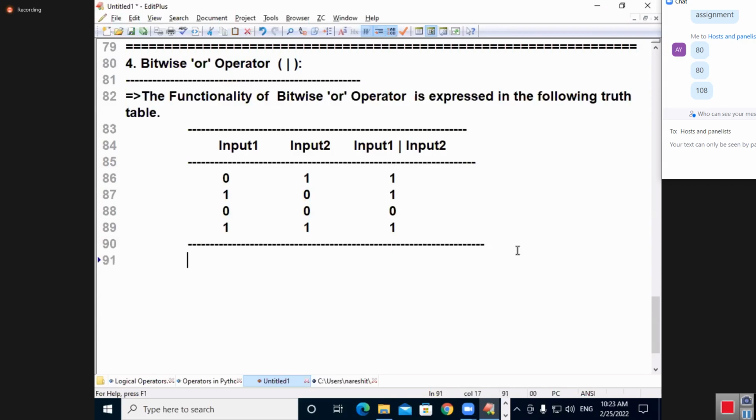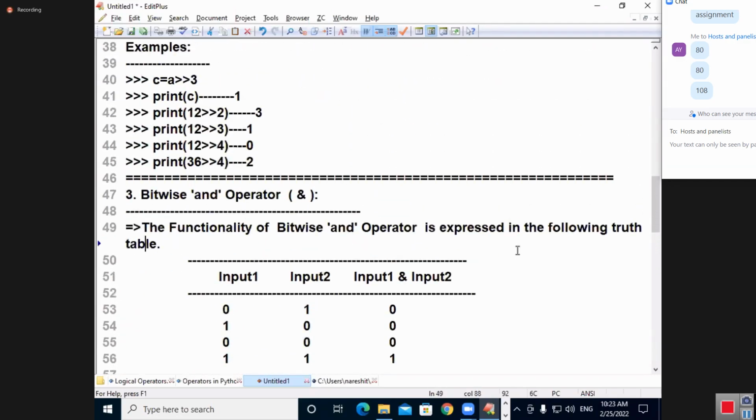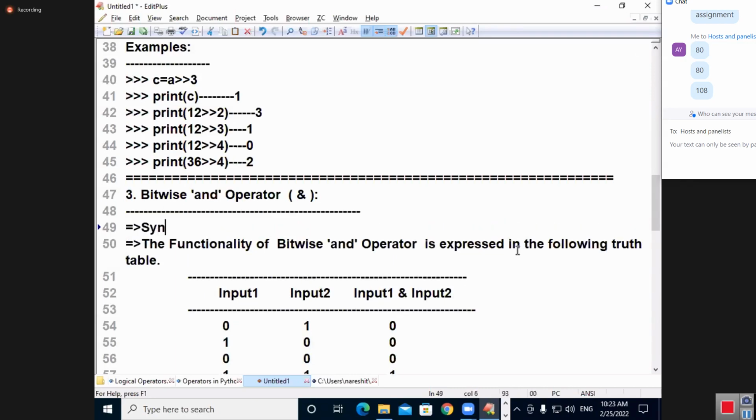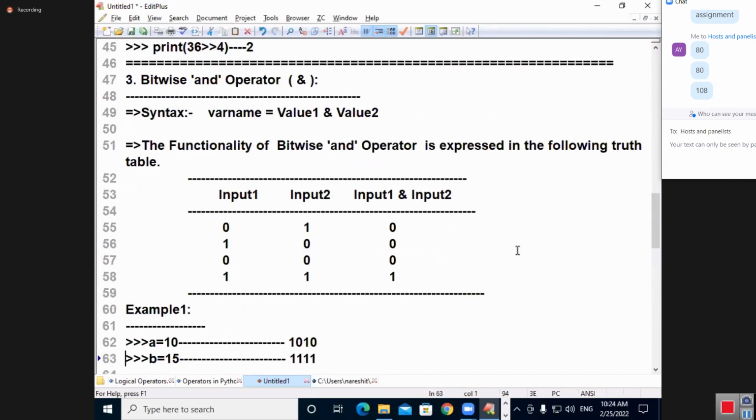Coming to the example section here. Example part. Okay, I forgot to write the syntax. Of course, I will write the syntax here only. Syntax is: variable name is equal to value 1 or value 2. Value 1, value 2. I'll take the syntax here also.